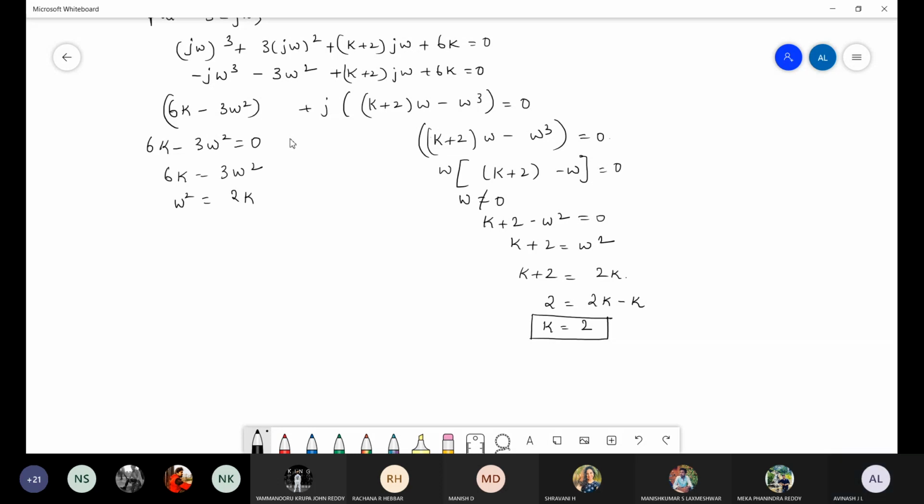Clear? Once we get k equal to 2, that means what? The closed loop stability range is 0 less than k less than 2. So this is the value we get.